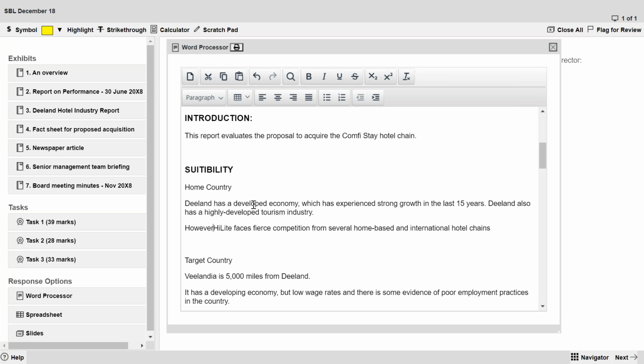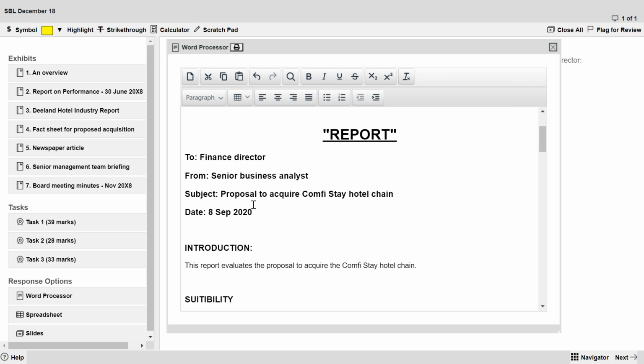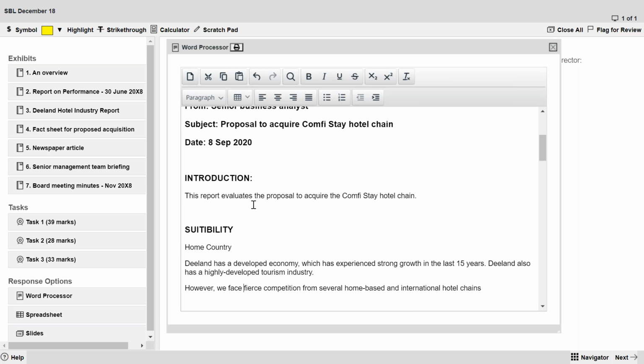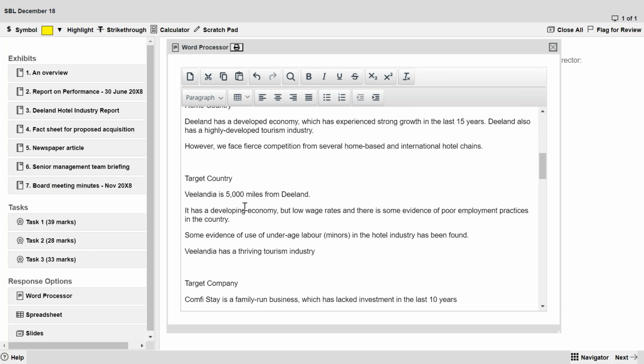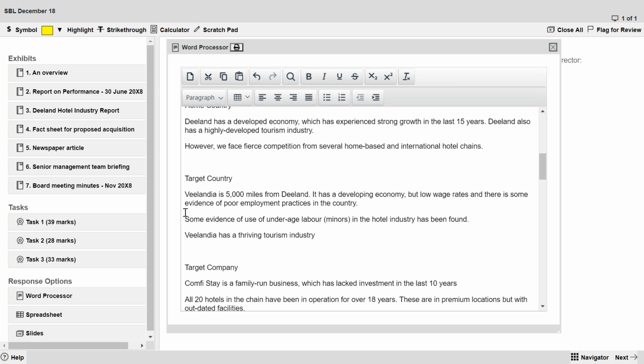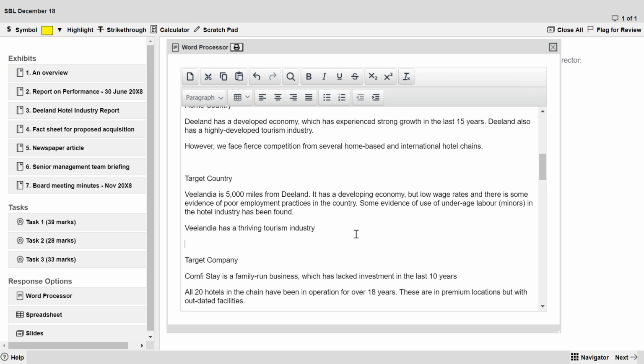However means that now you're going to cover a negative thing. However, instead of highlight, we will say we face. Why do I say we face? Because my role is, I'm an employee of the company, so I will not talk like a third person. We face competition from several home-based and international hotels. Enough. Target country. Villandia is 5,000 miles from D-land. It has a developing economy, but low wage rate, and there is some evidence of poor employment, some evidence of use of underage labour, and full stop.